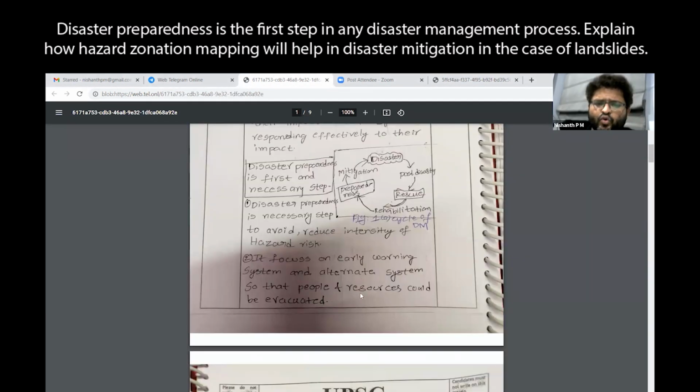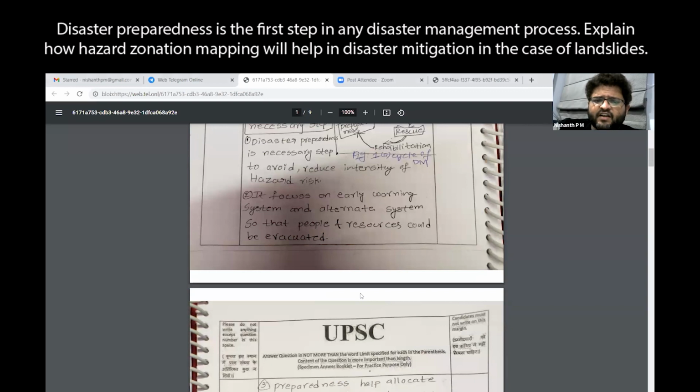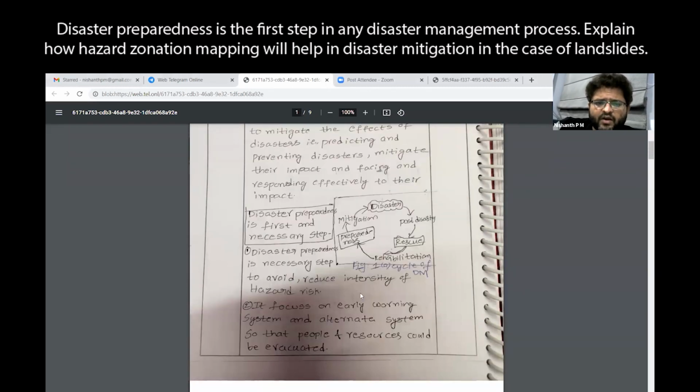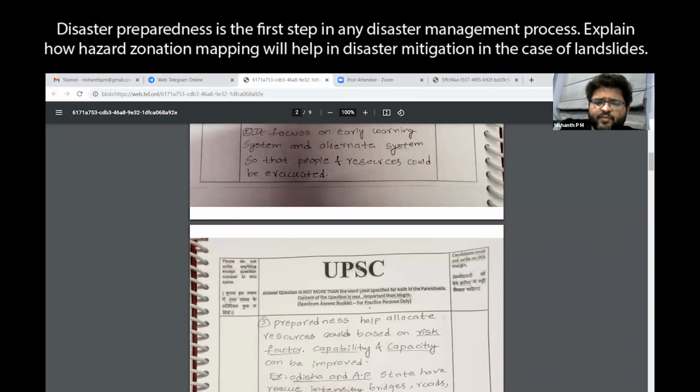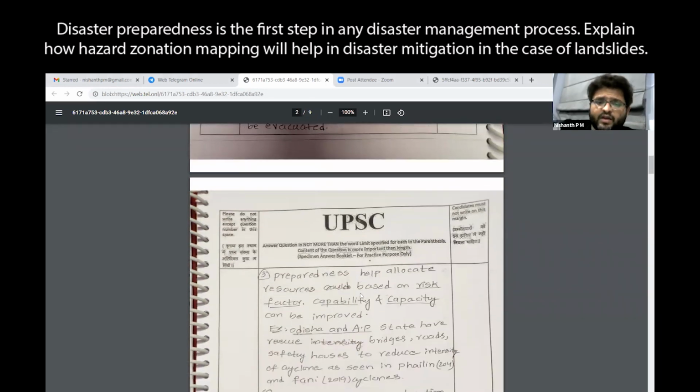Navya, you have spent too much time explaining what is disaster and disaster management. Not required. Okay, disaster preparedness, because you have to explain in the context of disaster preparedness with regard to the landslides.